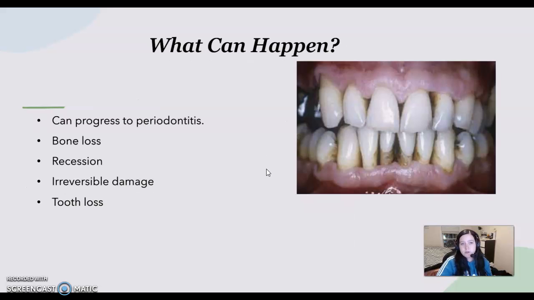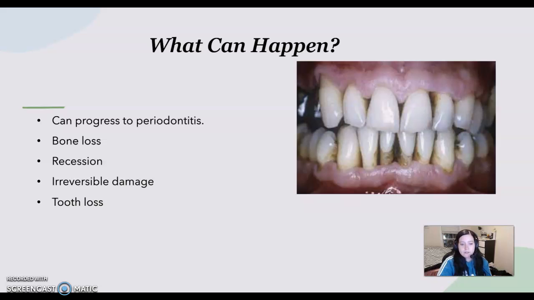So what can happen if you don't get it treated? Gingivitis, as I told you, is a type of periodontal disease. Well, periodontitis is also a type of periodontal disease. Periodontitis is bone loss around your teeth. We all have bones that really circle our whole tooth and they help hold our tooth in place. With periodontitis, that bone begins to break down, which causes your gums to recede. It can lead to tooth mobility, wiggly teeth. You can even lose your teeth, and the damage done by this is irreversible.